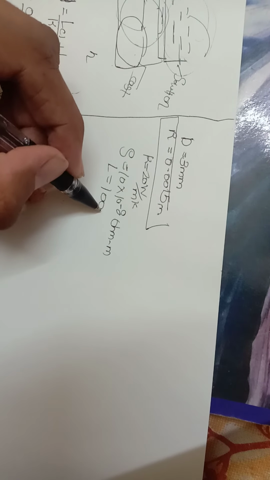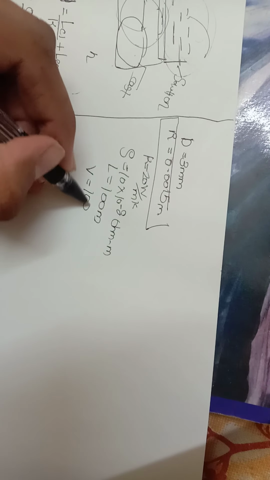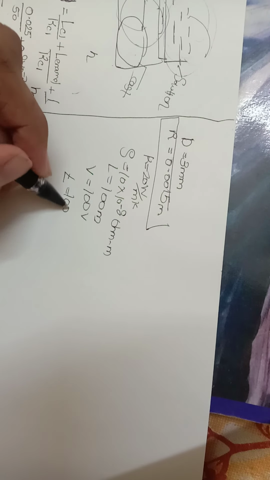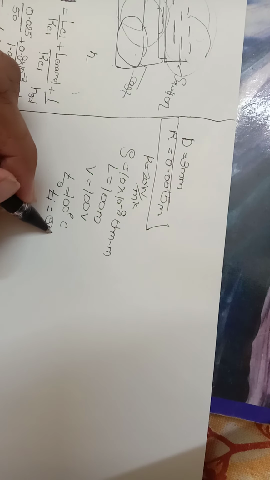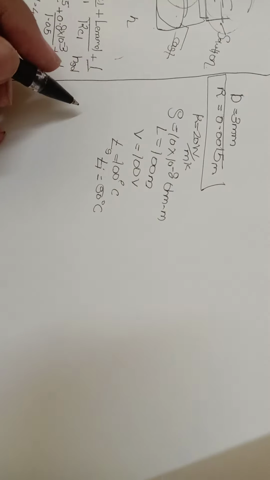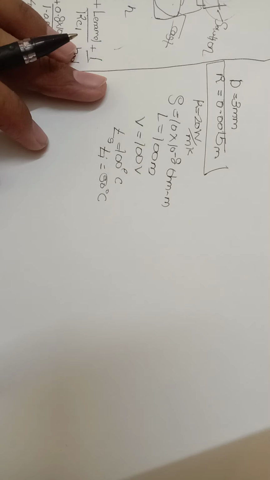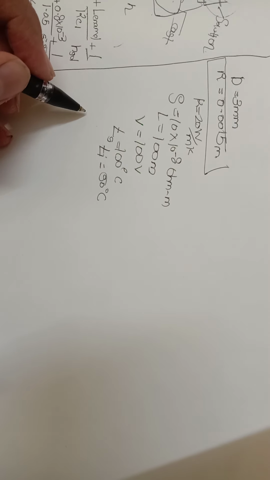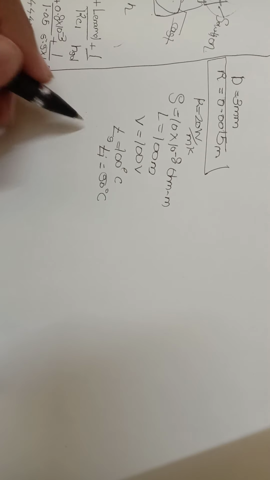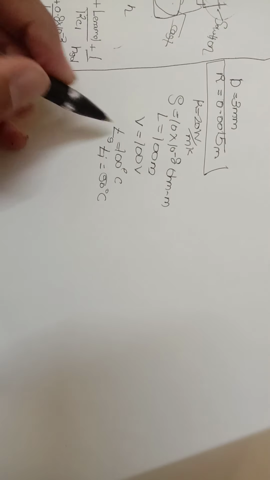L is given 100 meter, V is given 100 volt, temperature is given 100 degrees Celsius, Ts the surface temperature, and Ti 50 degrees Celsius. Two temperatures are given. Basically, to find the maximum temperature we need the heat generated, Q dot generated, small q. For that we need Q is equal to Vi. We can't find I directly, so I is equal to V by R, so V square by R. For that we need R, that is why rho, L and A are given.